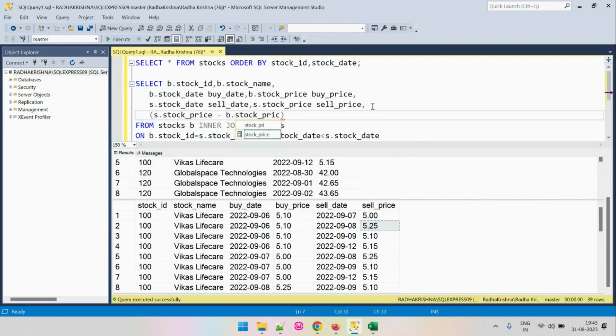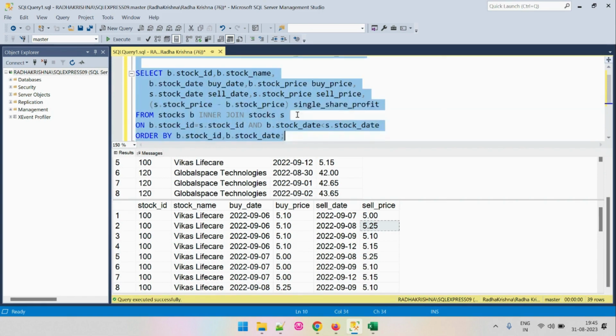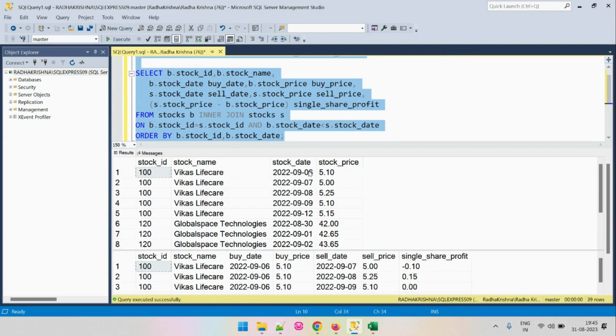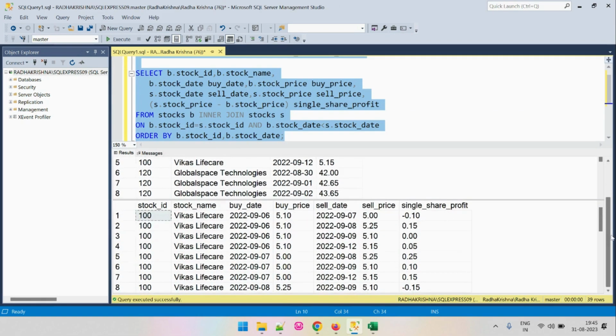That is, stock price coming from the selling table minus stock price coming from the buy table. This will give us the single share profit. Let's run and see the output. So we are at this step. For each and every combination, we have determined how much profit it will give us.